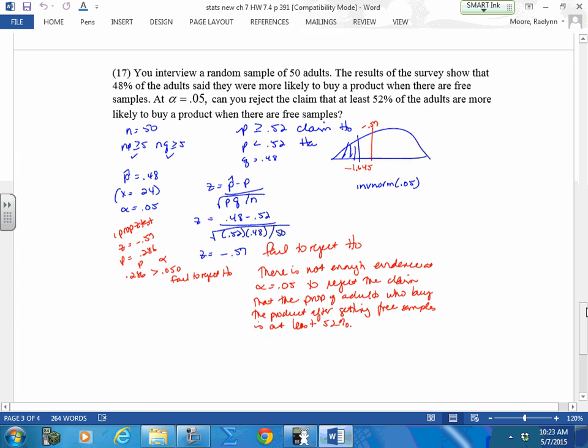Guys, the last one. Now, they wrote it backwards. They gave you your sample information first. Well, they just tried to fool you, but I'm sure you read it more carefully, and you said, guys, give me 1 minute. In a random sample of 50 adults, here comes my sample information. The results of that survey, that was from your sample. This is your p-hat, 48%. Then the claim is the 52%. That's your p. They just set it up backwards. They're allowed to do that.